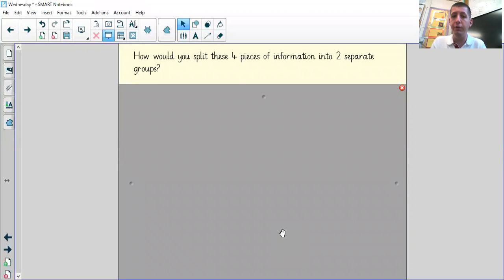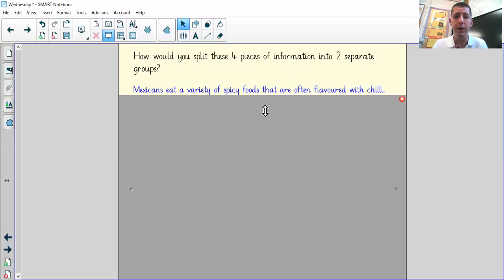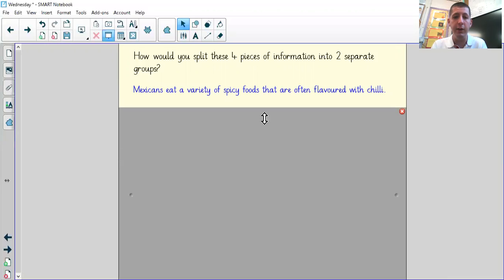So I'm going to show you 4 pieces of information now. And I think that these 4 pieces of information are all to do with Mexico, but they're all to do with different things. There should be 2 separate groups of information. So I'm going to read the sentences and show you them. Then I'd like to pause them and have a think about what groups you'd like to put these sentences into. So the first one says, Mexicans eat a variety of spicy foods that are often flavored with chili.